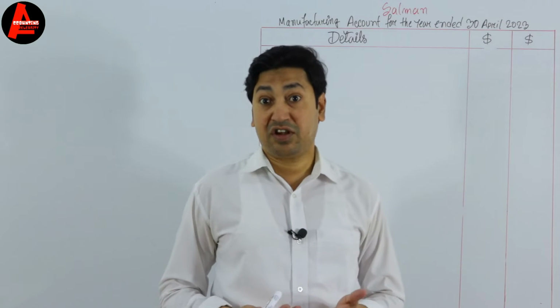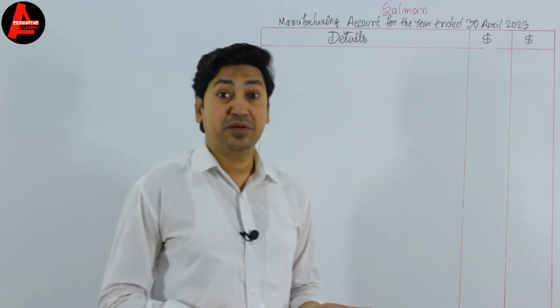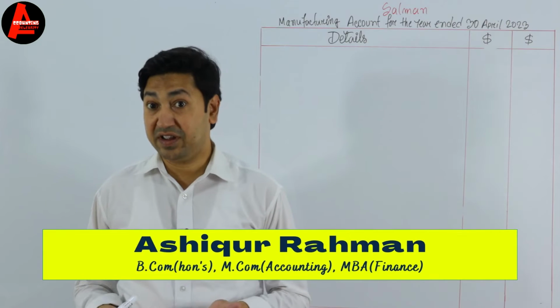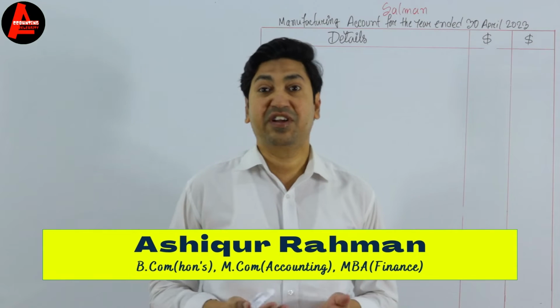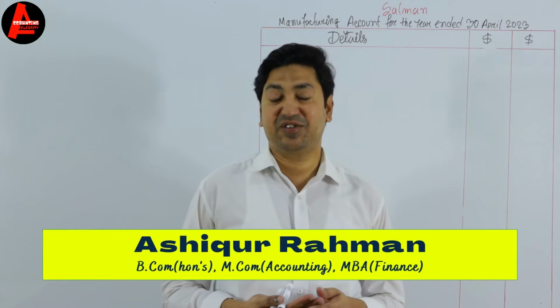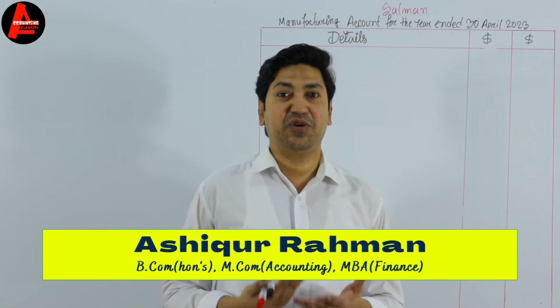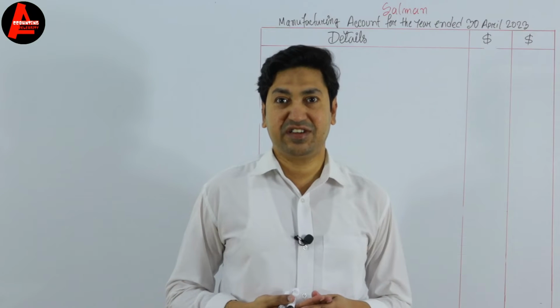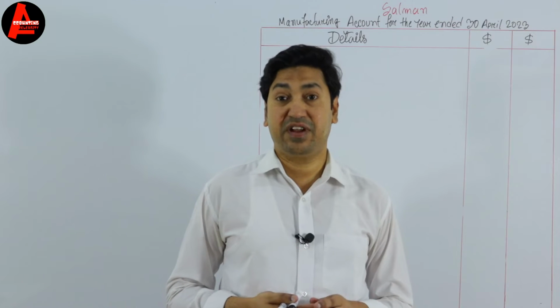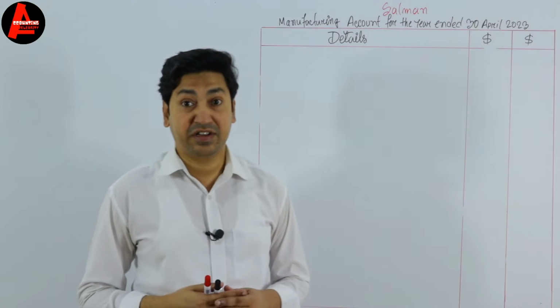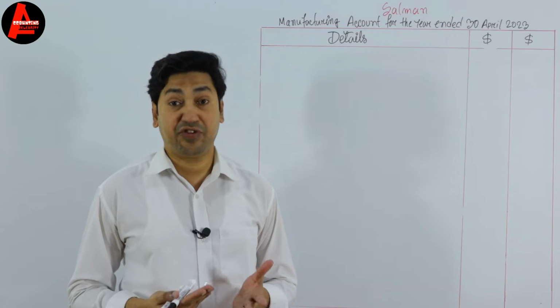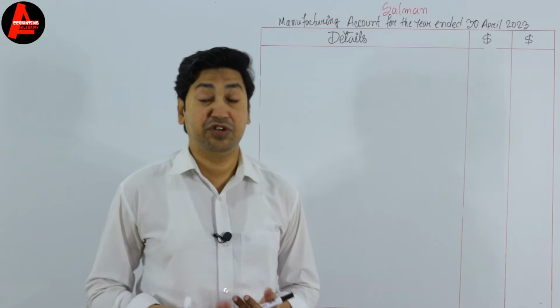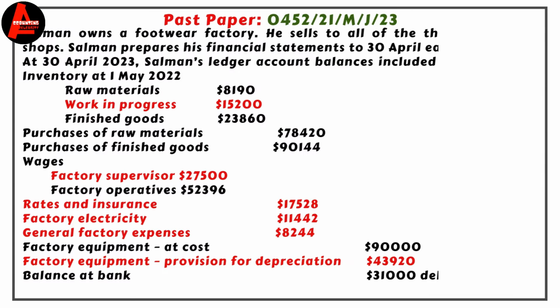So how to calculate cost of production? Prime cost plus factory overhead plus opening work in progress minus closing work in progress. So we will get cost of production. Yeah. So first tutorial will be very important. So here, for your better understanding, we are following a question which is taken from 2023 IGCSE accounting past paper.